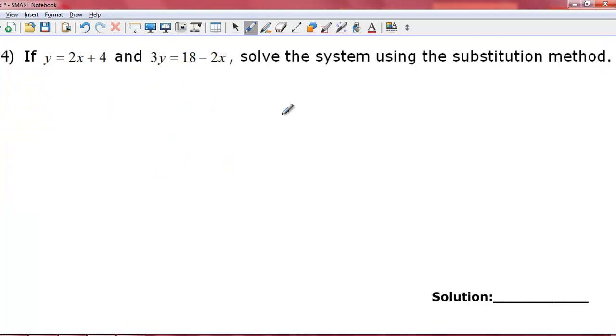Okay, make that big again. There we go. Okay, so we have, if y equals 2x plus 4 and 3y equals 18 minus 2x, solve the system using the substitution method. Now, the first thing I'm going to do is go ahead and write our second equation below the first equation. That's how we're used to seeing these problems. Now what? Okay, well again we have a situation where we have a y equals, so we can take this value of y and substitute it in here where we see y, and then solve for our one variable.